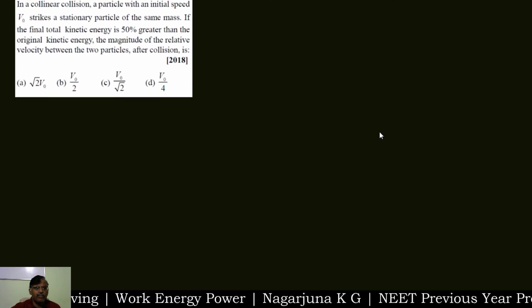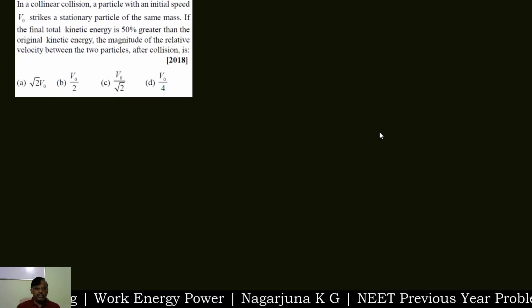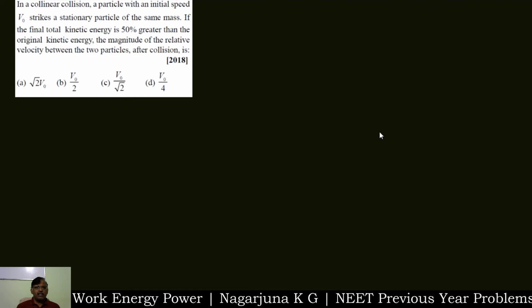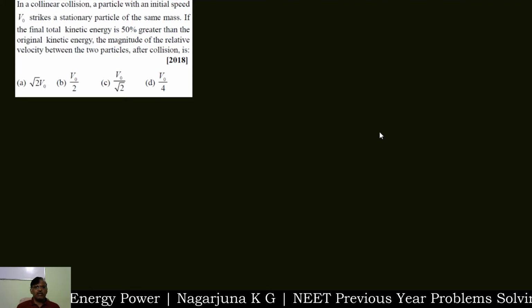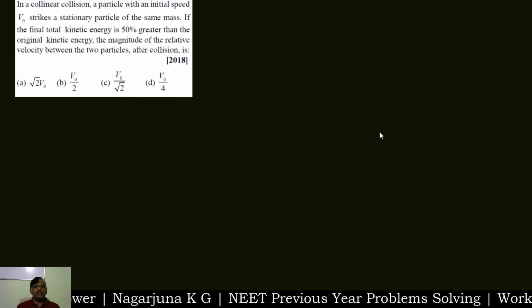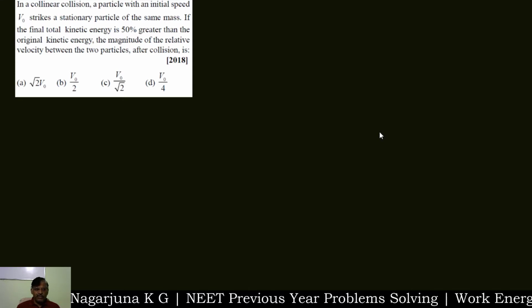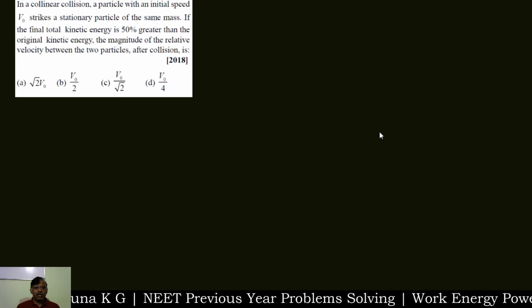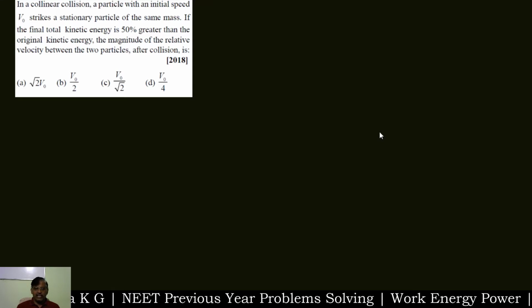Next question. In a collinear collision, a particle with an initial speed V0 strikes a stationary particle of the same mass. If the final total kinetic energy is 50% greater than the original kinetic energy, the magnitude of the relative velocity between the two particles after collision is?